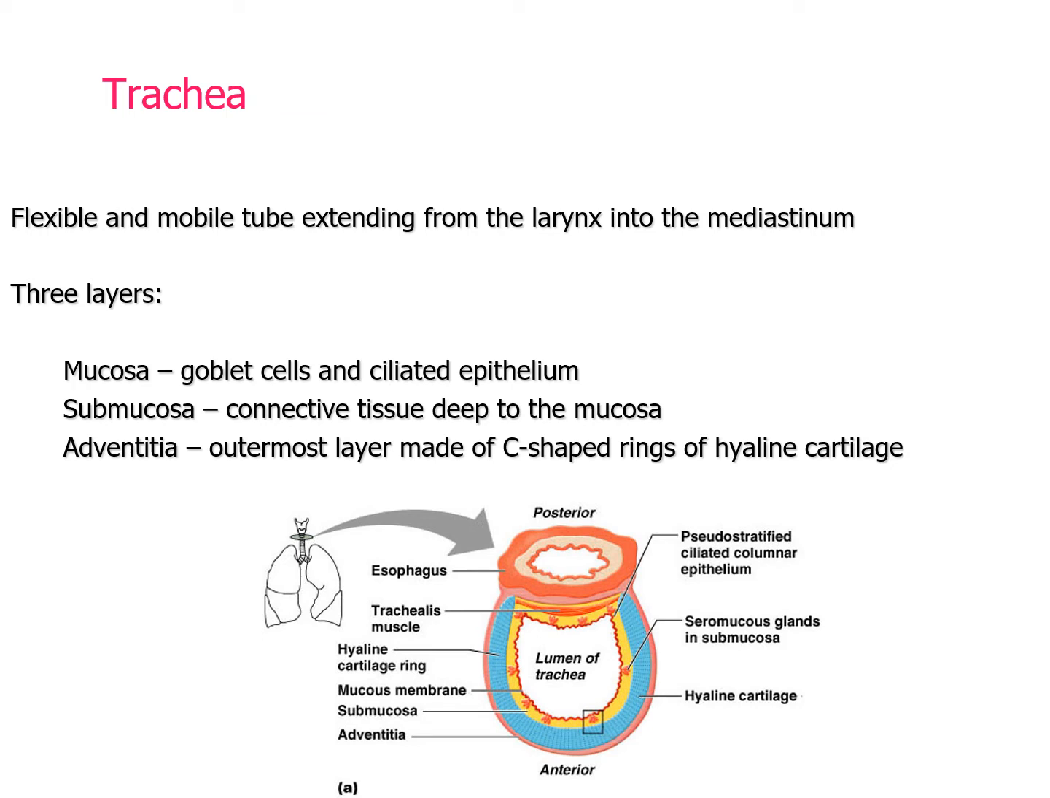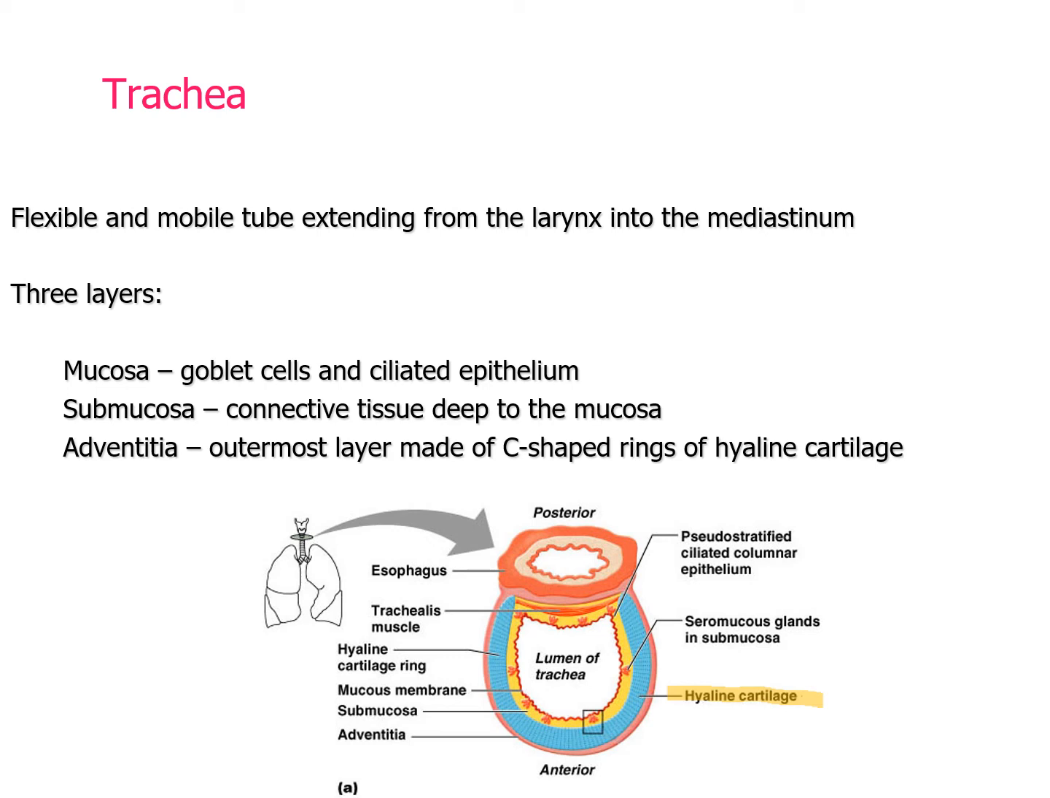Okay, so here we are at the trachea, and it's a flexible, mobile structure extending down from the larynx, from the epiglottis downwards. It has cartilage in its wall, C rings. They're cartilaginous rings of hyaline cartilage that help stiffen the wall and prevent it from collapsing. And so it remains open.